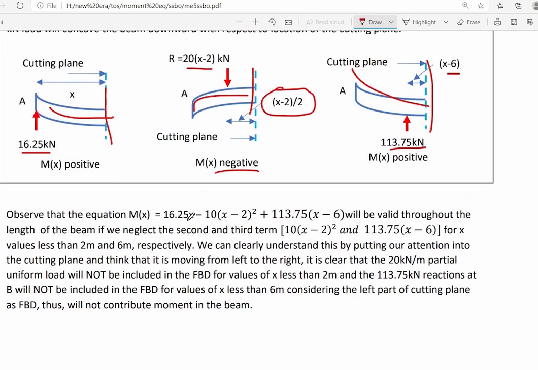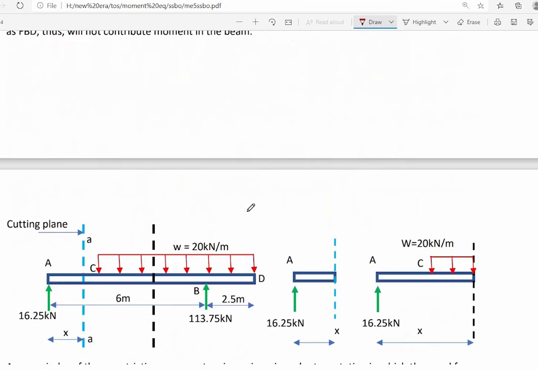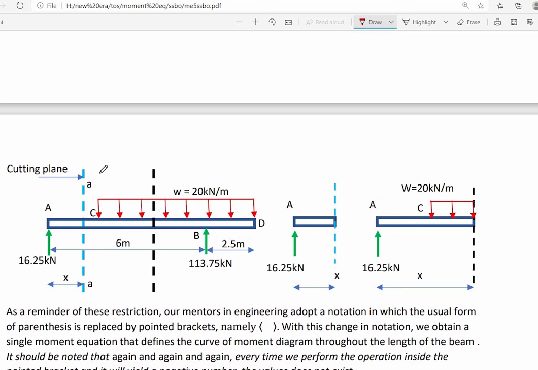We can observe that our moment equation is valid throughout the length of the beam if we neglect the second term of the equation, that is 10 multiplied by x minus 2 squared, and 113.75 multiplied by x minus 6, for x values less than 2 meters and 6 meters respectively. We can clearly understand it if we focus our attention on the cutting plane. So here's now the cutting plane. We pass the cutting plane at x less than 2 meters, that is to the left of point C.